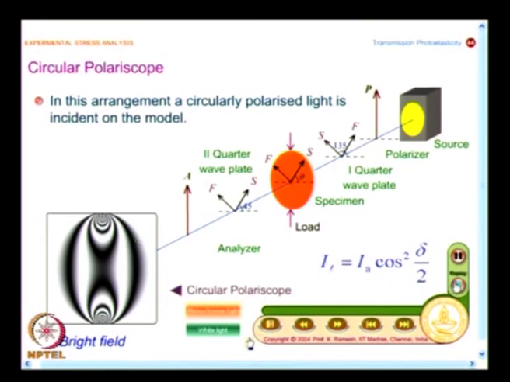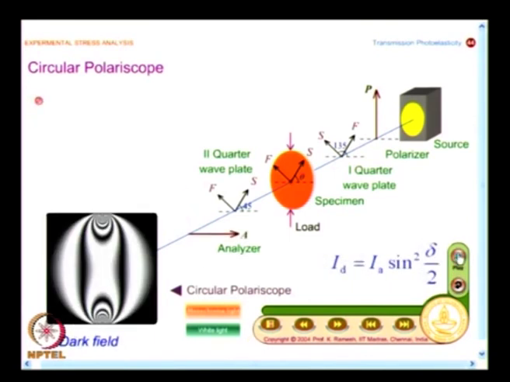I repeat the animation, you just have a look at it. So, what I have here is the polarizer, first quarter wave plate, model, second quarter wave plate. No change is done. Instead of analyzer vertical, I have kept the analyzer horizontal. I see the background as dark, and I see fringes also in a particular fashion.